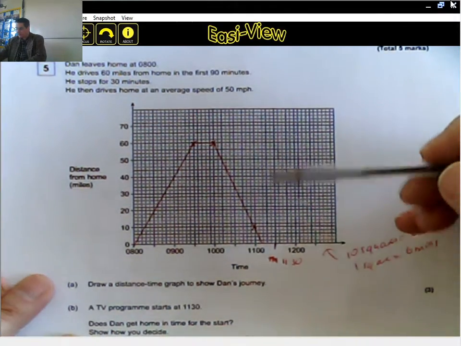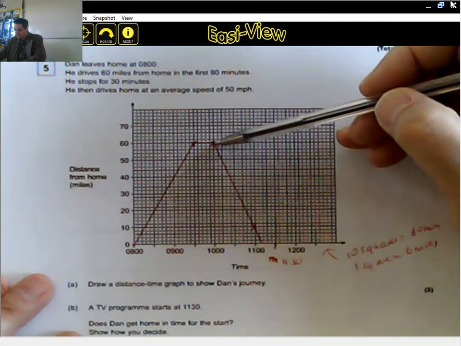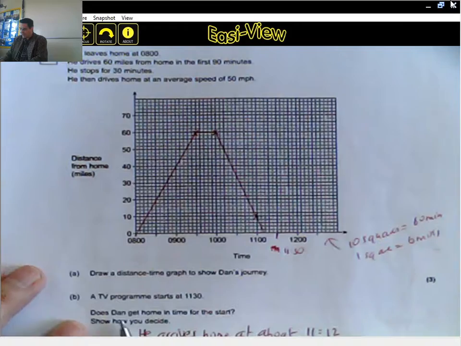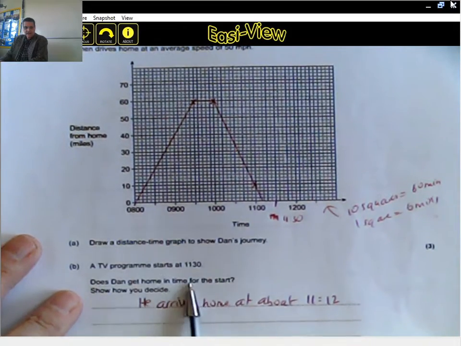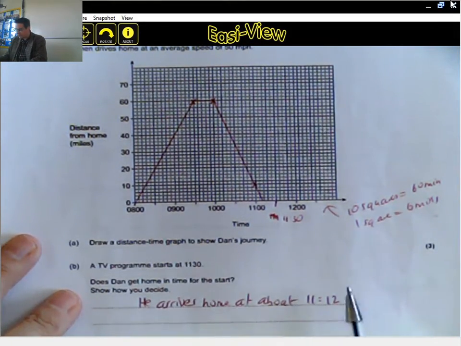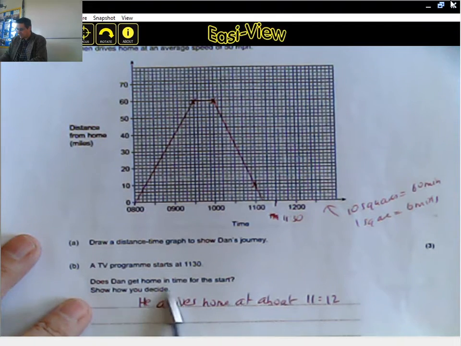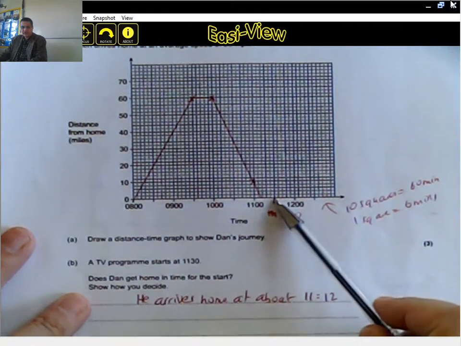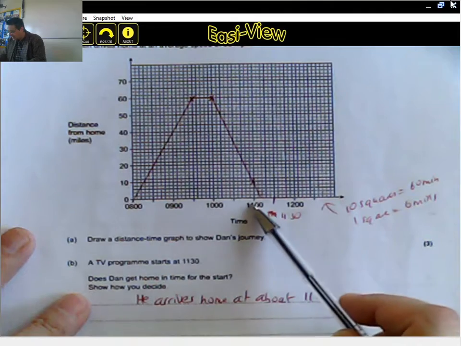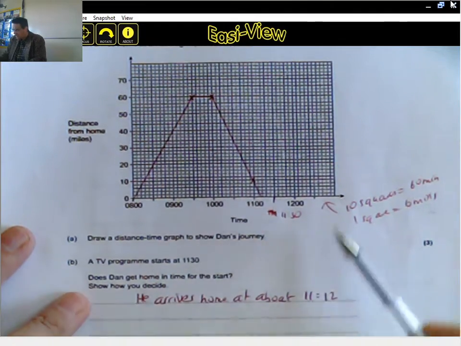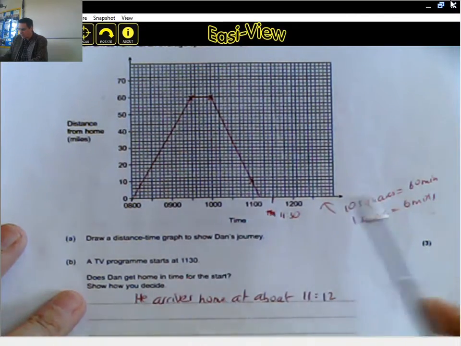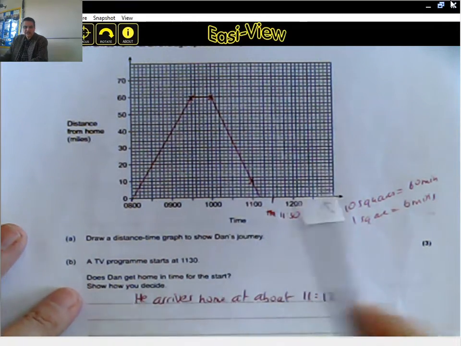What you do to finish off the journey graph, you just draw a straight line through that point and hit the end. Question now, does Dan get home in time for the start of the 11:30 program he seems desperate to watch? The answer is no, he arrives late because he wants, 11:30, no, he's fine. 11:30's there, he arrives at 11 and then 2 more squares, and therefore I'll make that 11:12. If you call it 11:06, okay, that will be 1 square of accuracy, which is permissible.